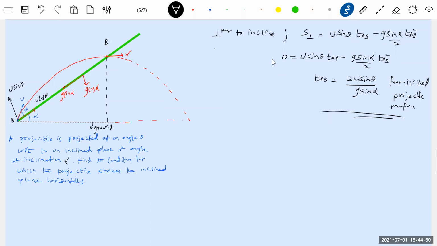Abhiram, check answer. Pranay, okay, fine, it's correct.